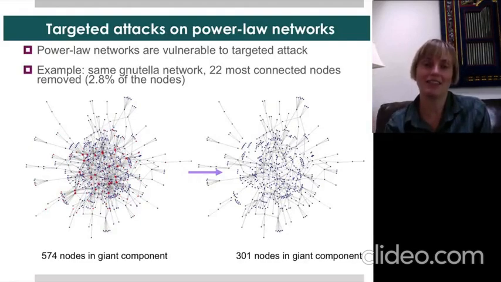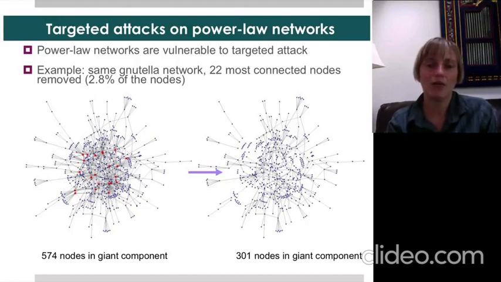On the other hand, if you go ahead and target nodes of your choosing, so here we've targeted the high degree nodes, you would get similar and even better results if you targeted the high betweenness nodes, but here, just for simplicity, we're doing high degree. Well, removing just the 22 most connected nodes, so that's about 3% of the nodes, and the giant component drops in size almost by a half.